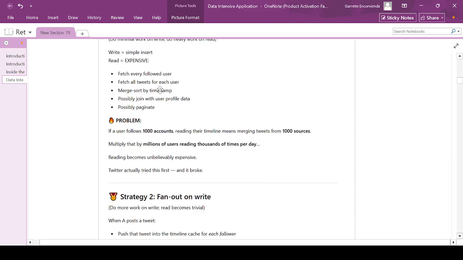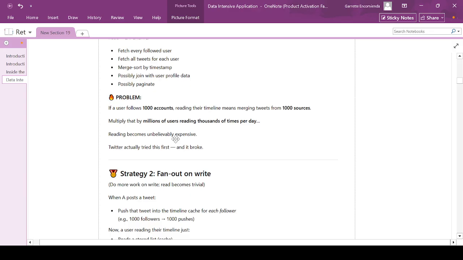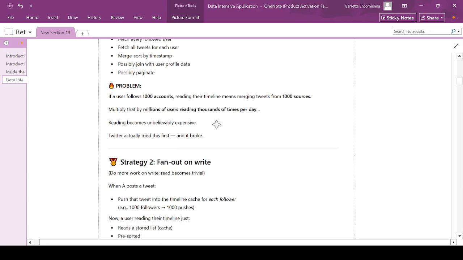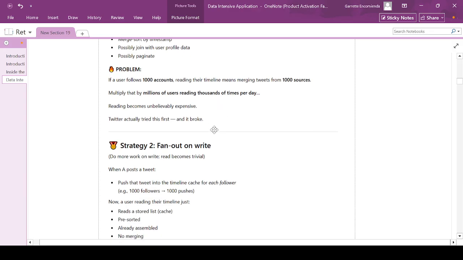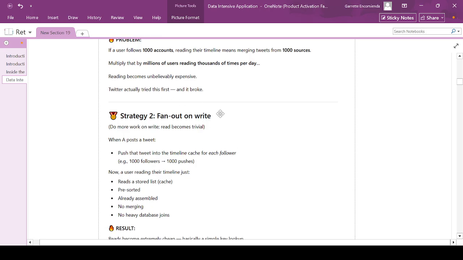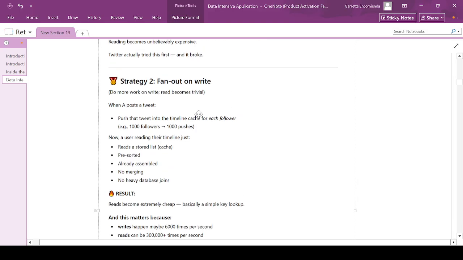Not just that, you also have to request different services attached to it, such as the ads. You also need to paginate it, and the profile data. You also need to merge sort. You also need to fetch all tweets for each user. You also need the sorting service, etc. Multiply that by millions of users reading thousands of times per day. Reading becomes unbelievably expensive. Twitter actually tried this first and it broke.